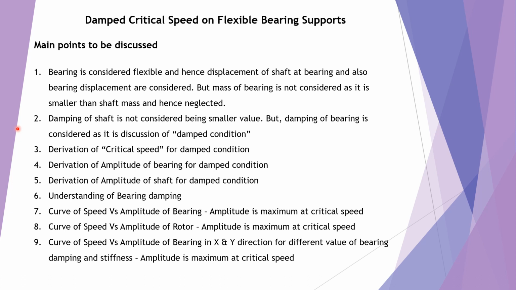discussion of damped condition. Derivation of critical speeds, derivation of amplitude of bearings, amplitude of shaft, understanding of bearing damping, then various curves for the speed versus amplitude for bearing and rotor, and the curve for amplitude in x and y direction for different values of damping ratio and stiffness.